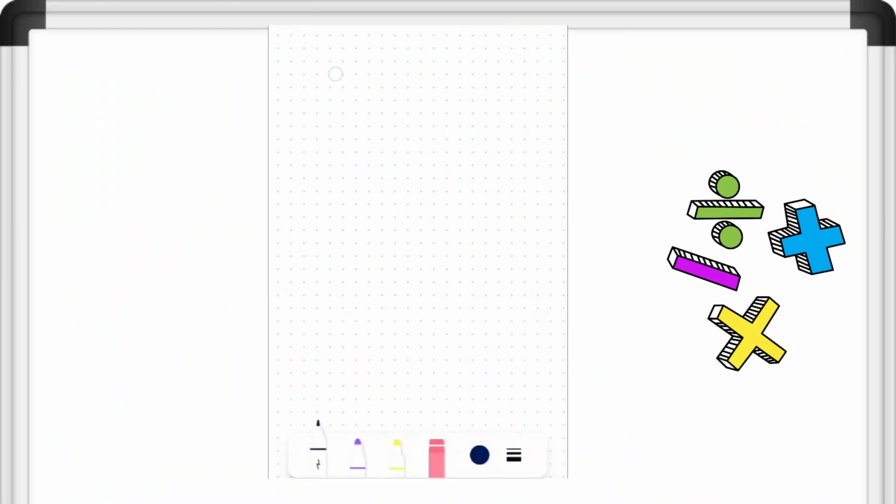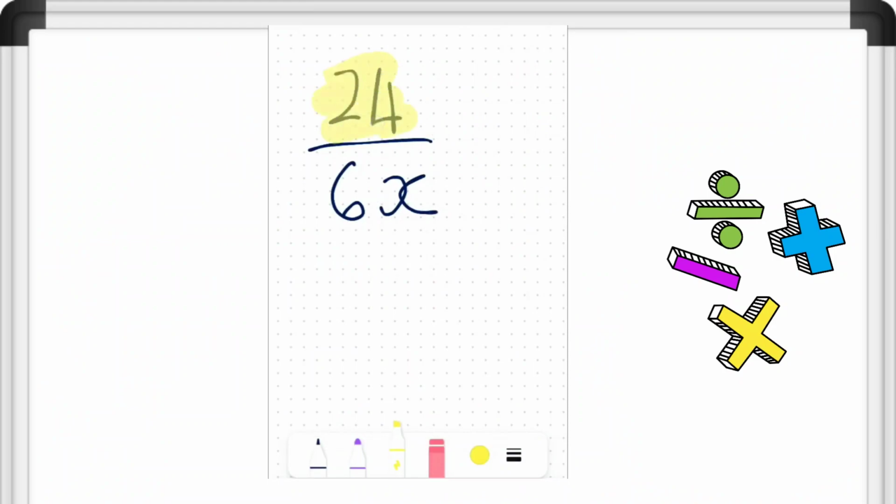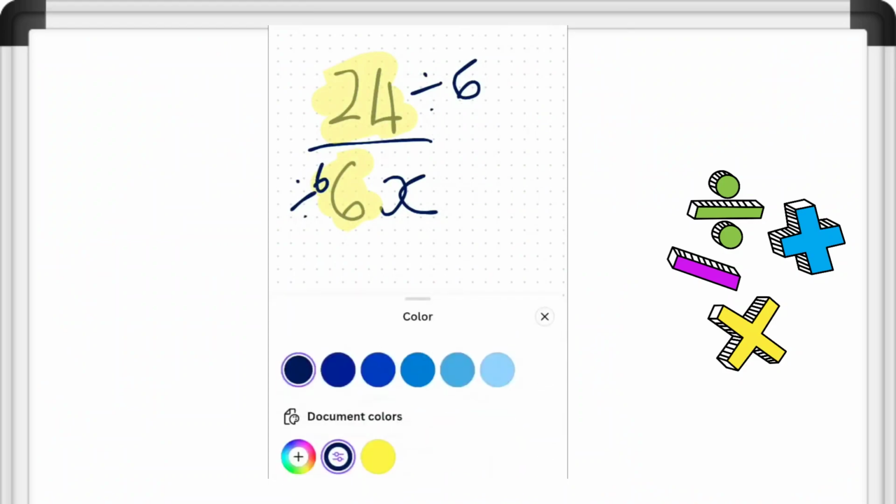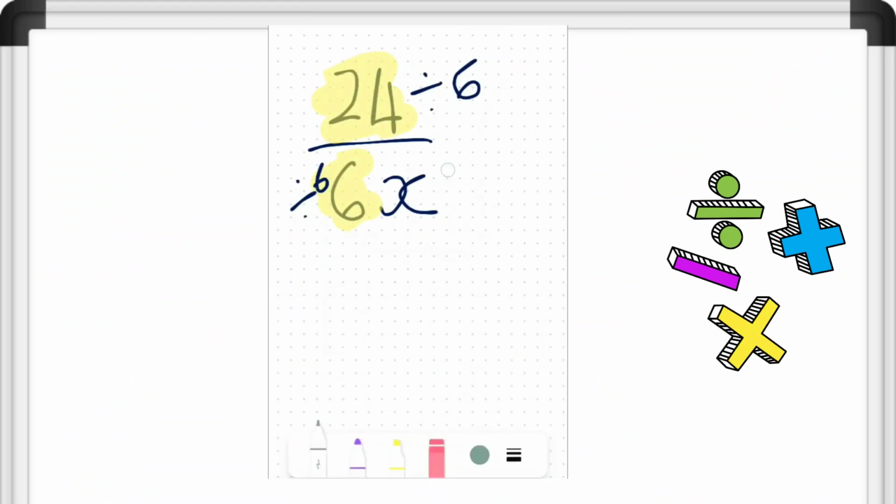So if I look at D, D is 24. Again, I'm going to write it as a fraction already over 6x. Now I have coefficients that are the same. I can divide 6 into both of them. And then with the variables, I have an x here, but I have nothing here. So at the bottom, I will keep my x. There's nothing to divide it with.